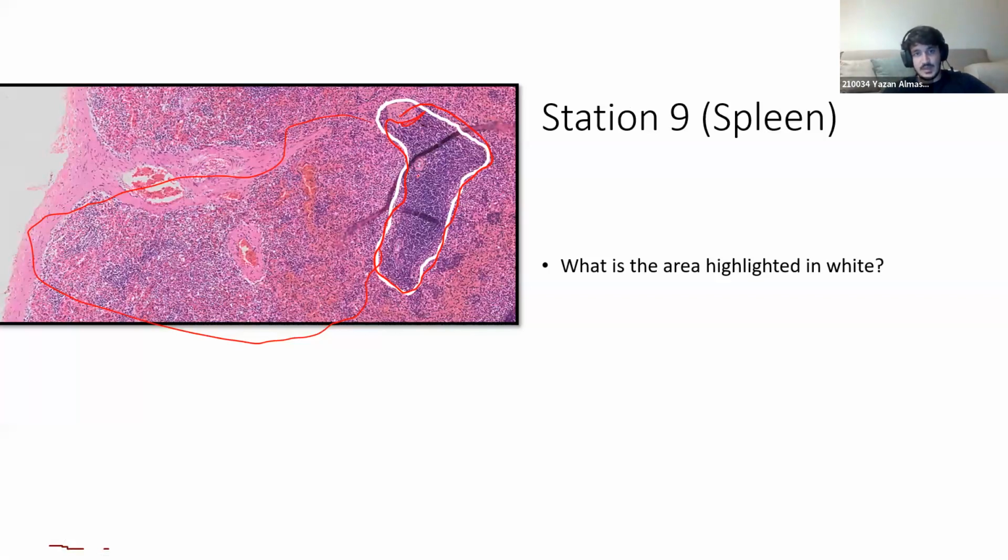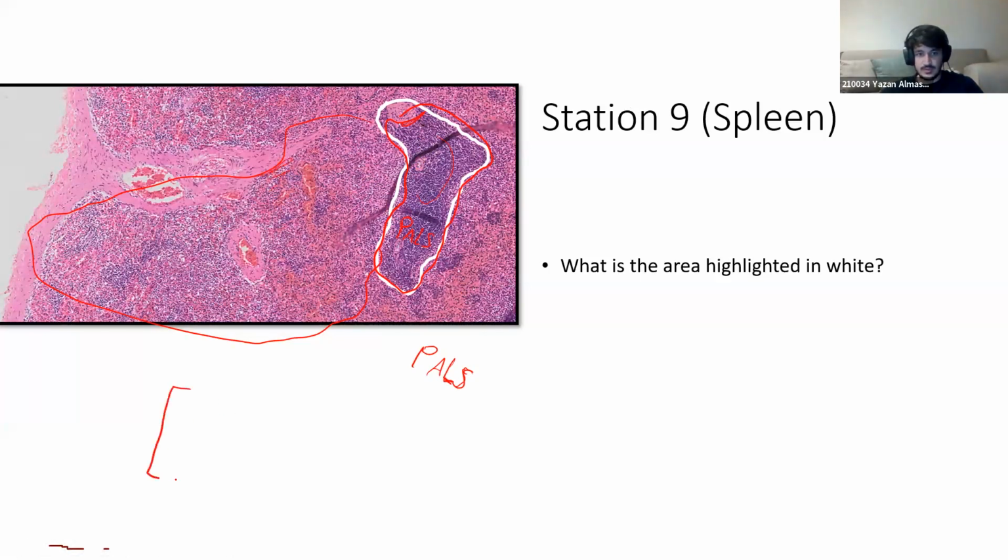Okay? Now, we have the central arteriole, and around it, we have something called, I think it's called the PALS, or the peri-arteriolar lymphocyte sheath. Something like that, right? Correct, actually. Yes, okay. So these are the PALS. And then, once we zoom in the red pulp, we have two things.